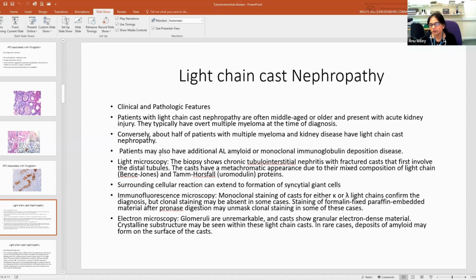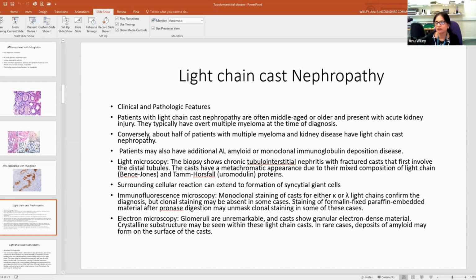When the kidney gets involved with anything to do with paraproteinemia, the thing to remember is that the patient might not just have one pathology. They can have multiple pathologies. They can have AL amyloid associated with multiple myeloma. They can have MIDD, or monoclonal immunoglobulin deposition disease, which is also related to paraproteinemia. They could also have a tubulointerstitial nephritis associated with it, but that is not because of the disease itself.